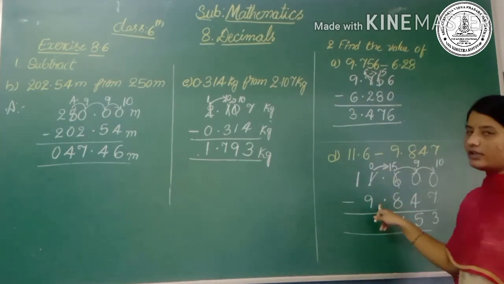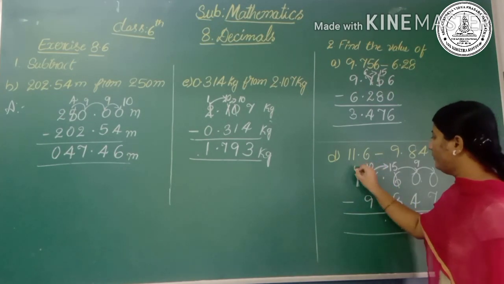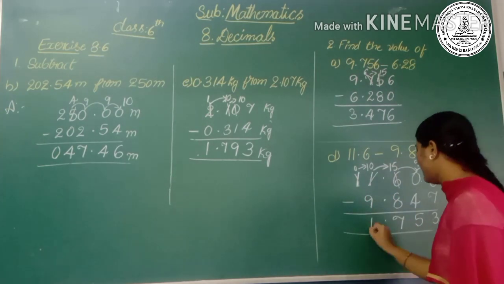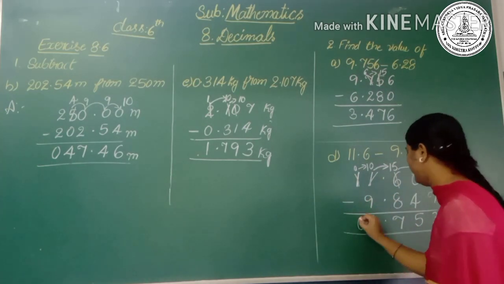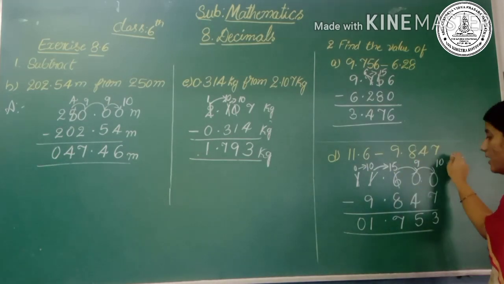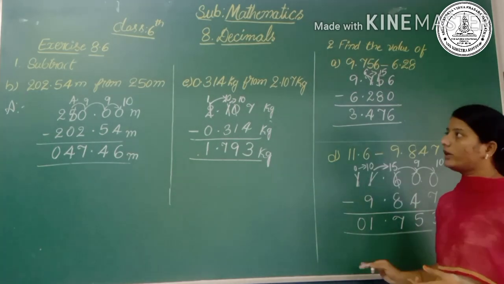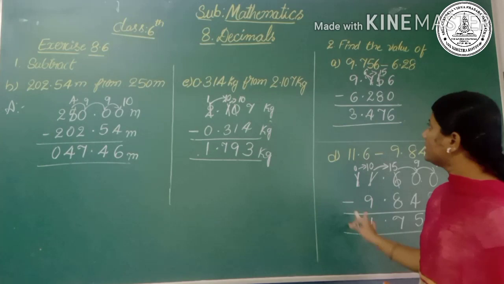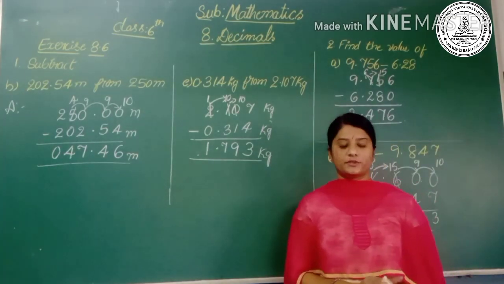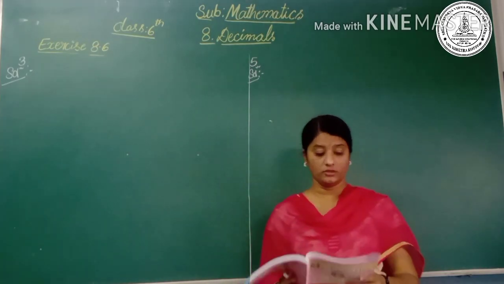So 0 minus 9 we cannot subtract. So take a borrow. It will become 10, and the 1 will become 0. Then 10 minus 9 is 1 and 0. So the value of the given two unlike decimals is 1.753. Is it clear? So like this we have to do the rest of the problems. Then let's solve the word problems. Let's do the third question.